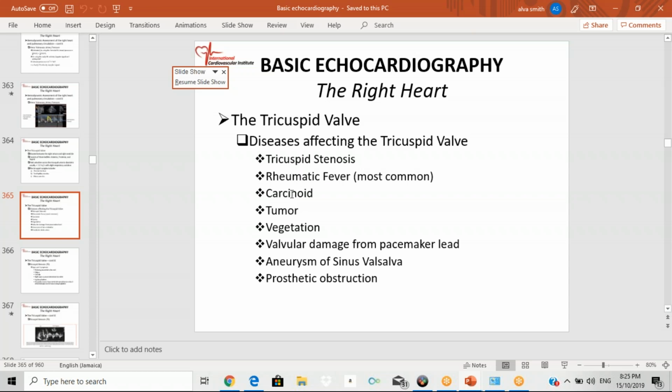Carcinoid can also affect the tricuspid valve and can give you both stenosis and regurgitation. Tumors, vegetation, pacemaker lead. Again, sometimes when we put these pacemaker leads into the right heart, we don't give the lead enough play, and it presses down on the tricuspid valve, and you can get significant tricuspid regurgitation. You can get prostatic obstruction, aneurysm of the sinus of Valsalva.